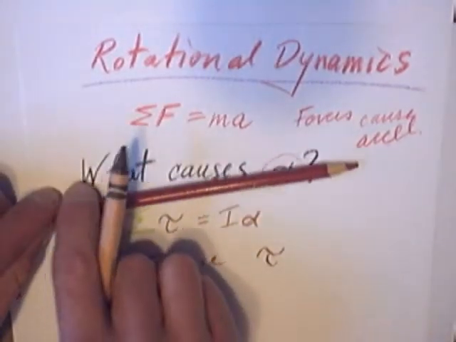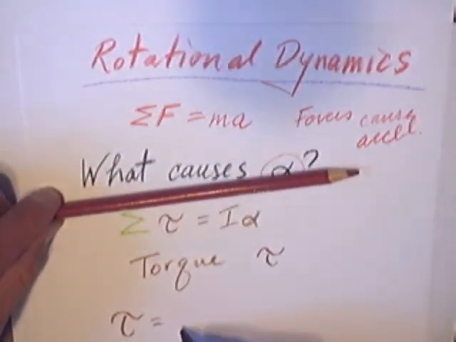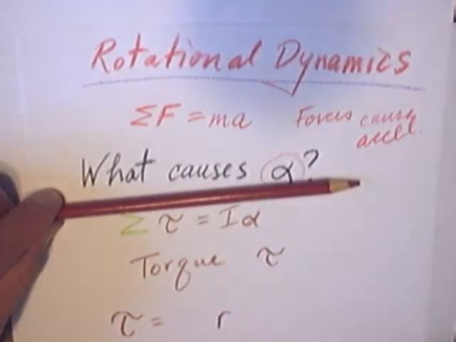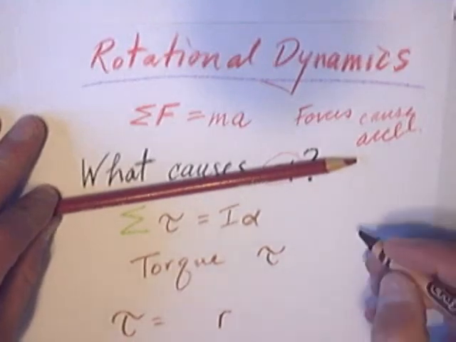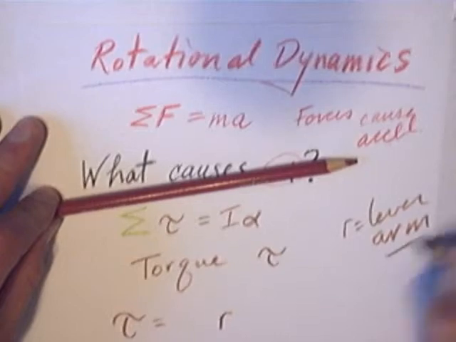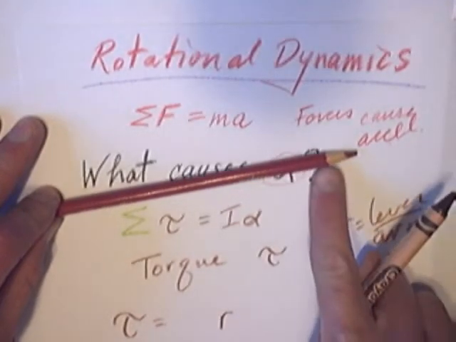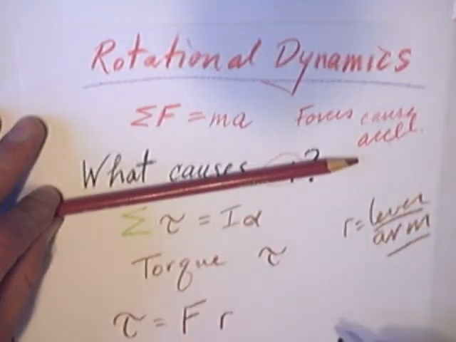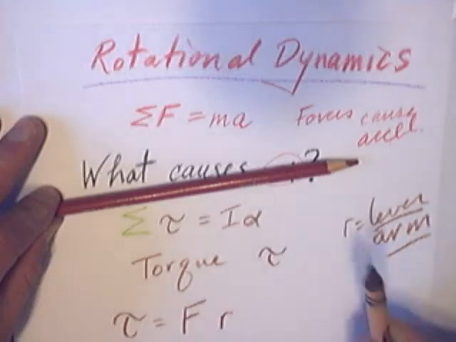Torque depends on how far out you're pushing. So L, length of your lever arm. In this case, we're going to call that R. R is your lever arm. And how hard you're pushing. The force.